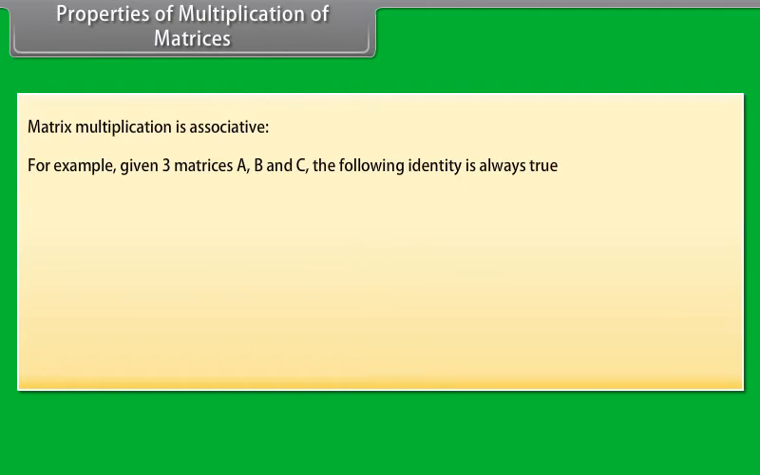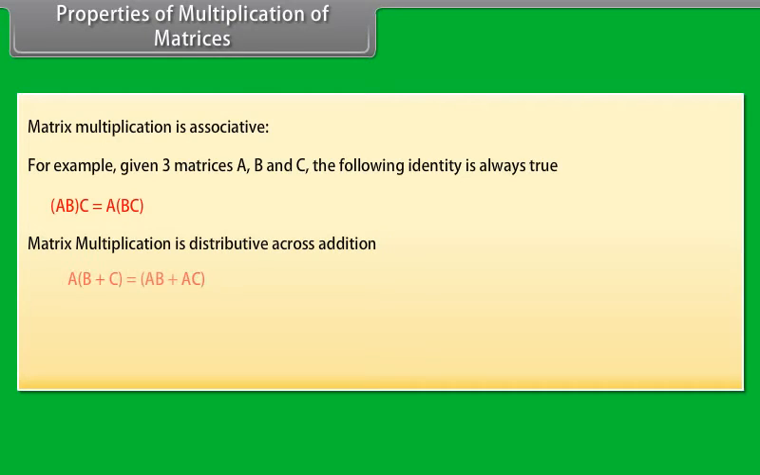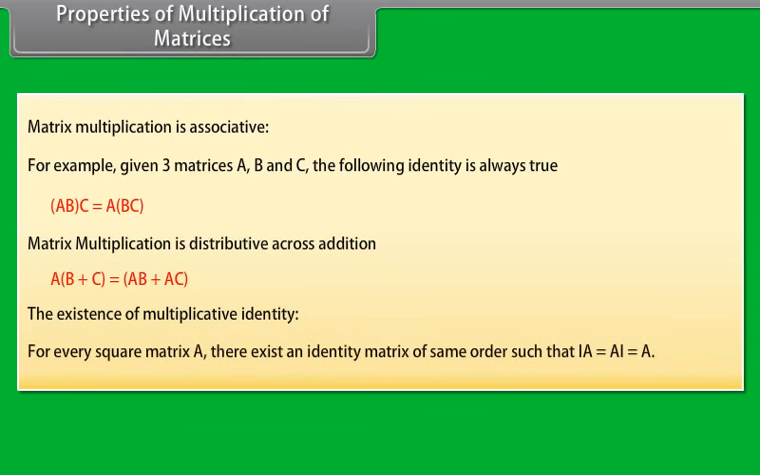Matrix multiplication is associative. For example, given 3 matrices A, B and C, the following identity is always true: AB into C is equal to A into BC. Matrix multiplication is distributive across addition: A into B plus C is equal to A into B plus A into C. The existence of multiplicative identity: for every square matrix A, there exists an identity matrix I of the same order such that IA is equal to AI is equal to A.